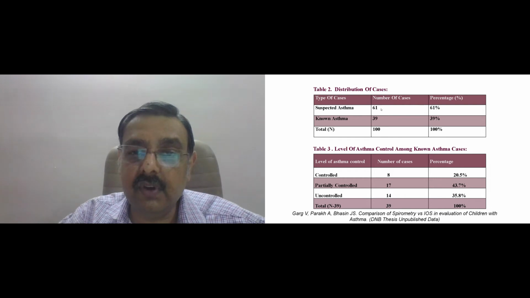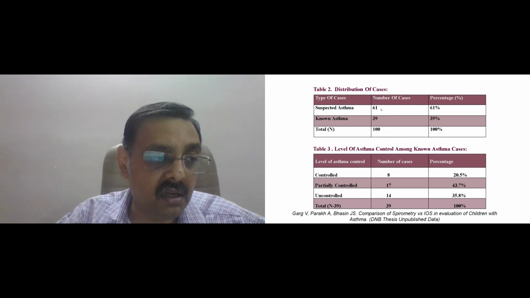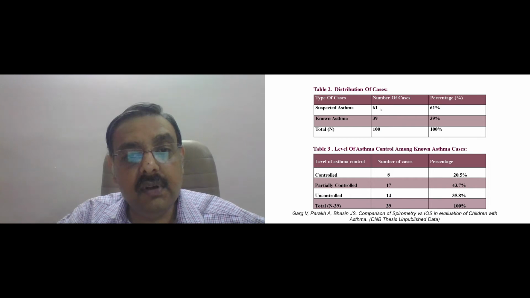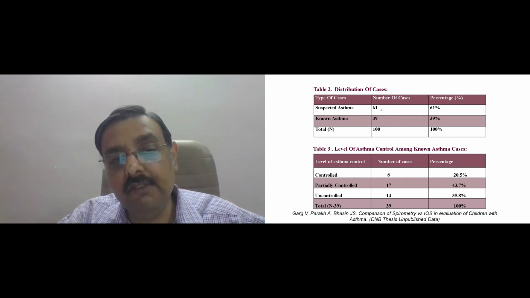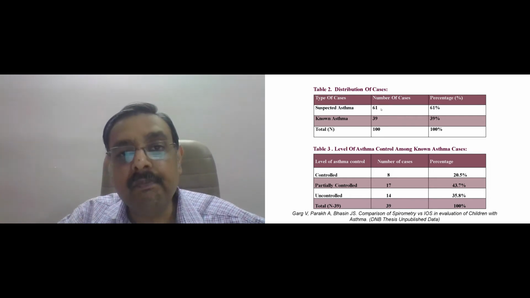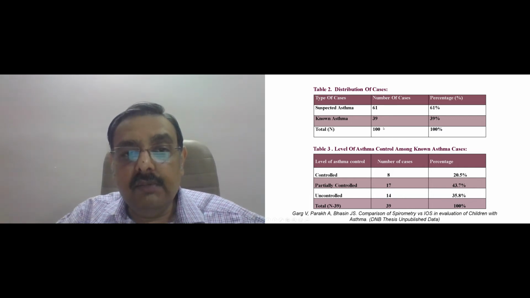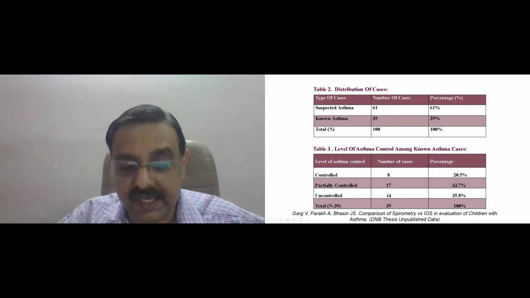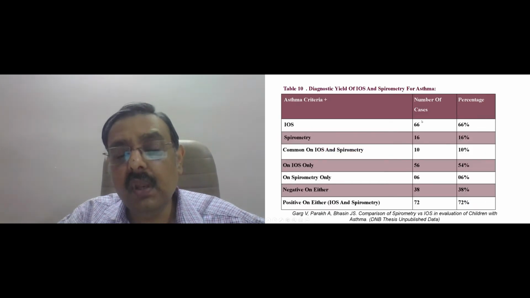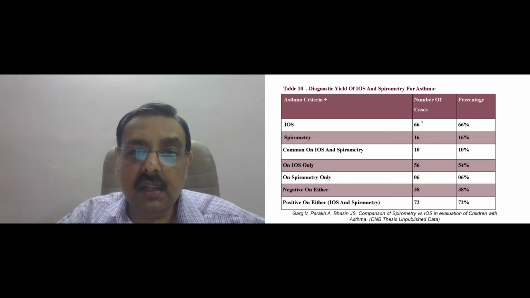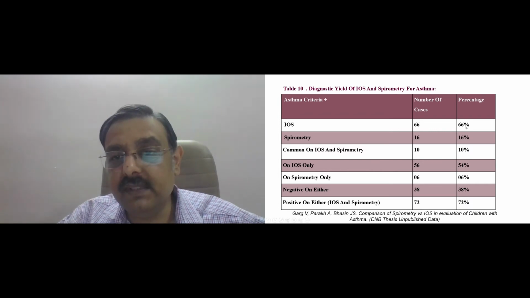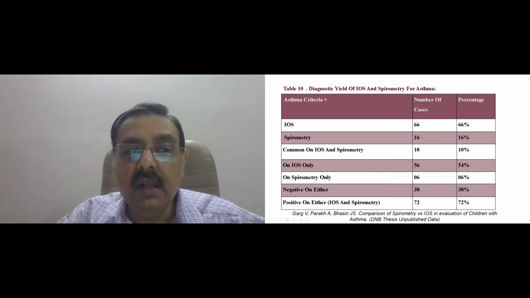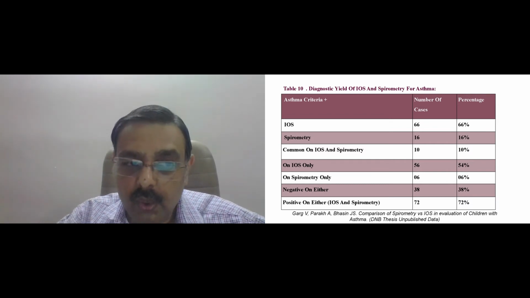So we took approximately 100 patients, and we have done even more after the thesis. So we might have done approximately 400, 500 patients as of now. They were a combination of suspected and known asthma, and again a combination of controlled, partially controlled, and poorly controlled patients. What we found was that if you do an oscillometry, you could pick up approximately 60 to 66% of patients. The yield of spirometry was low.